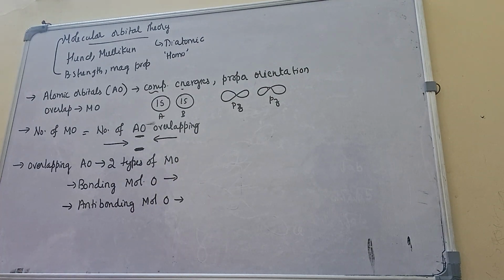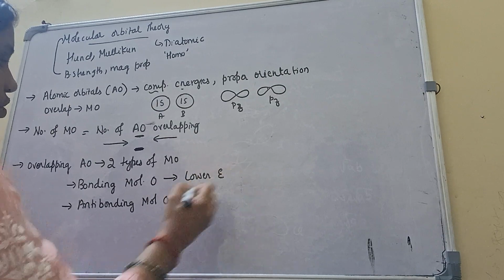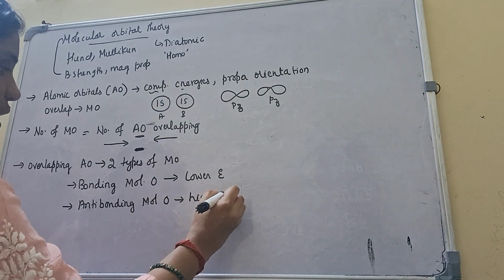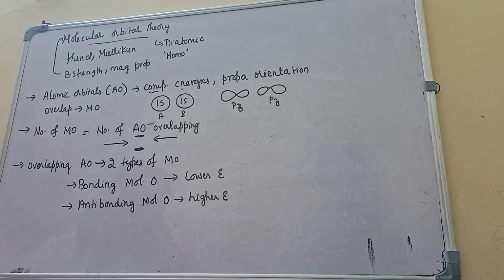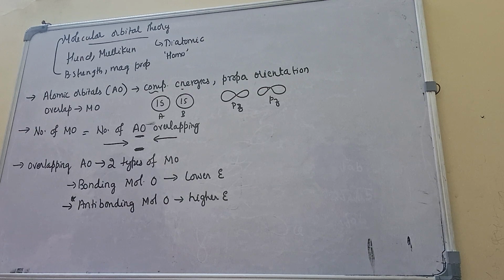Bonding molecular orbital is considered to be that orbital which has lower energy, and this is something which has higher energy. Okay, and this is represented by a star. Now, what is the meaning of this?